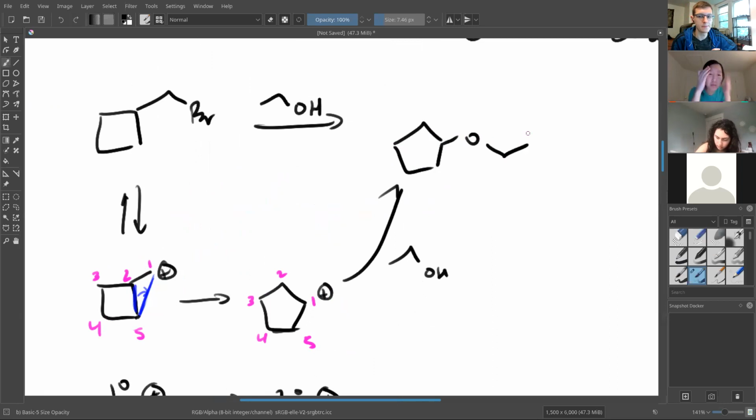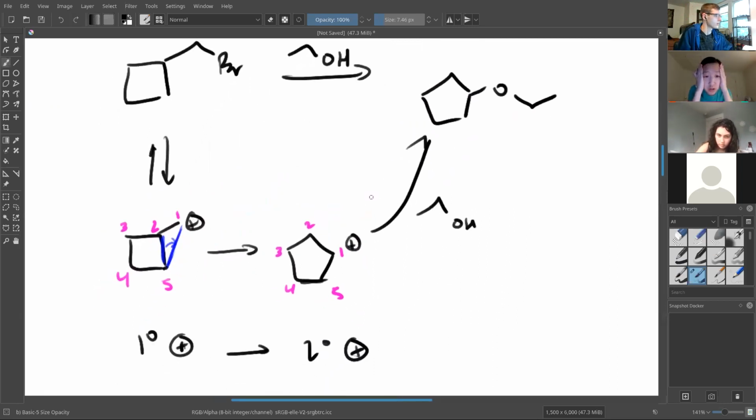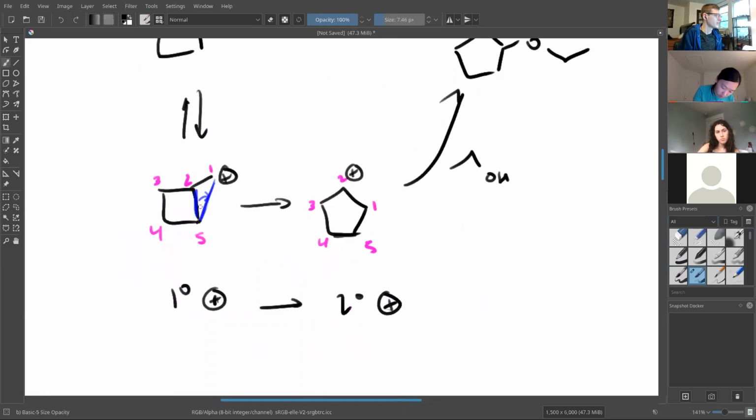Wait, Adam, why wouldn't the plus charge go on the 2? You're right. Thank you. Yes. The plus charge would go onto the 2. You're right. This carbon 2 started with 3 bonds, and now it ends with 2 carbon-carbon bonds. Okay, thank you. See how easy it is to make a mistake with these?